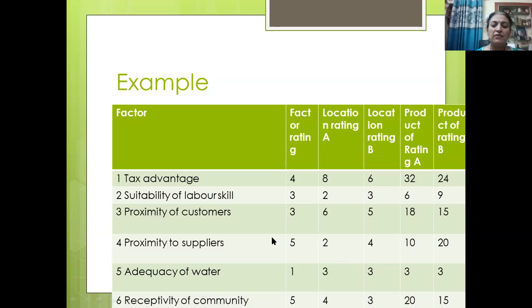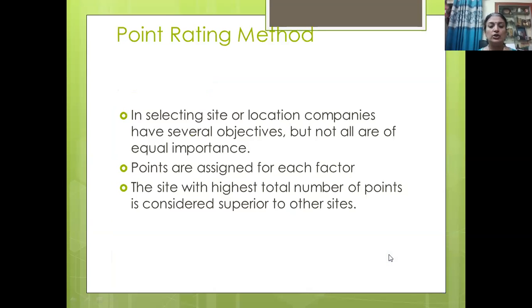In the same way, we have to multiply and we have to take the product for A and also B for all the points. At the end, we should go with the total of it, and whichever is the highest one, that will be the best location for us. That is our decision. This is the first method.